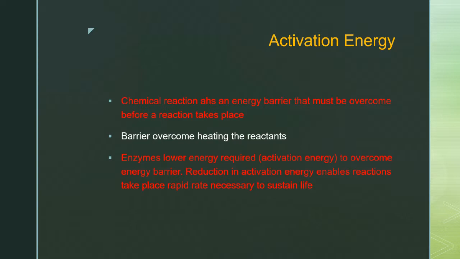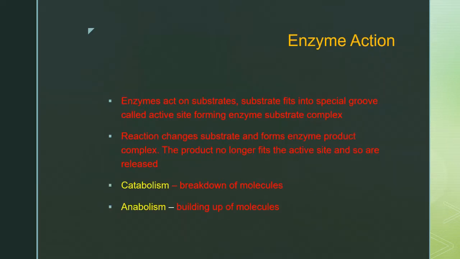We're now going to talk about activation energy. This is quite important because activation energy occurs whenever a chemical reaction has an energy barrier, and this must be overcome before the reaction can take place. The barrier is overcome by heating the reactant. Enzymes will lower the energy required, the activation energy, and this will overcome the energy barrier. A reduction in this activation energy will enable the reaction to take place at a rapid rate, and this is necessary to sustain life.